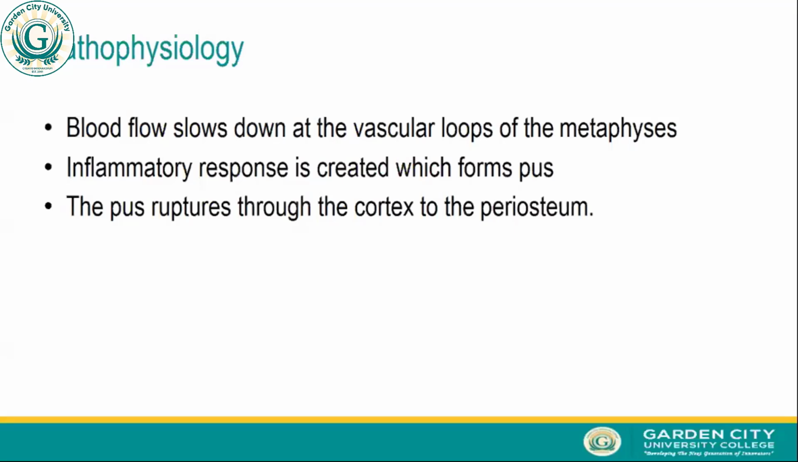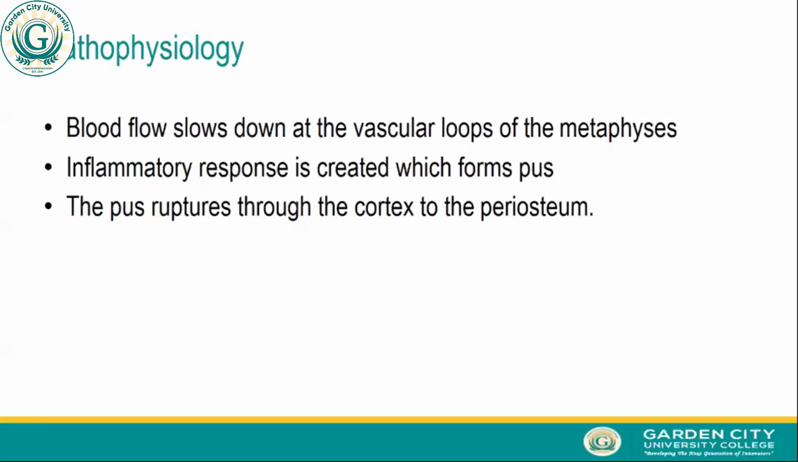ruptures through the cortex to the periosteum. So now it has to ooze out to be discharged. When it happens that way, the periosteum is destroyed, it impairs blood supply. There is a build-up of that. I've said that the pus and the abscess will now press on the blood supply in the intramedullary cavity.